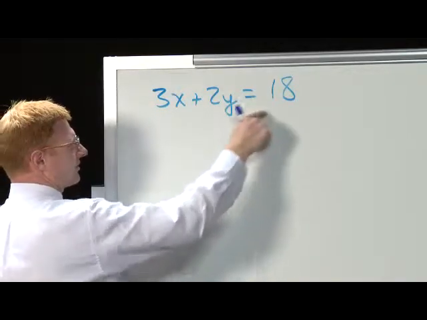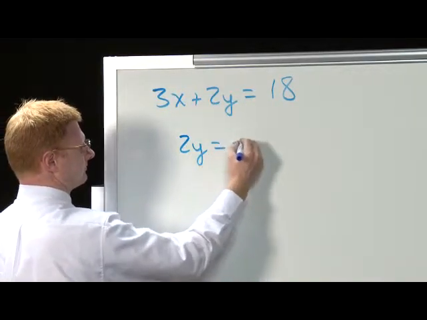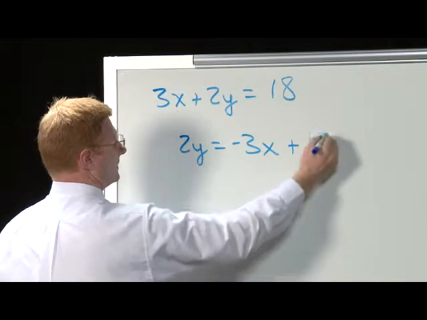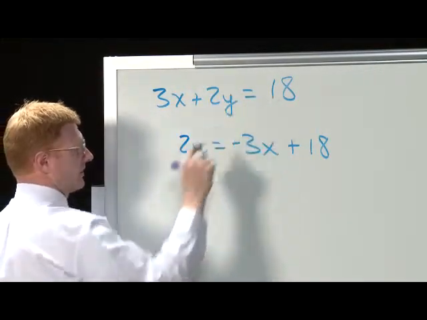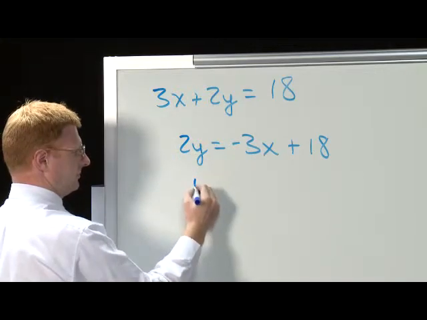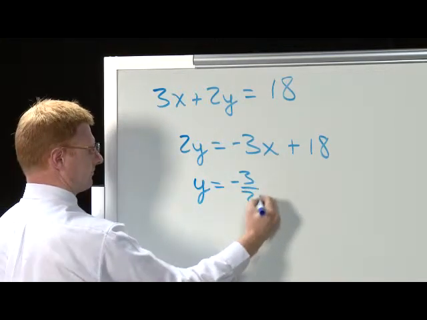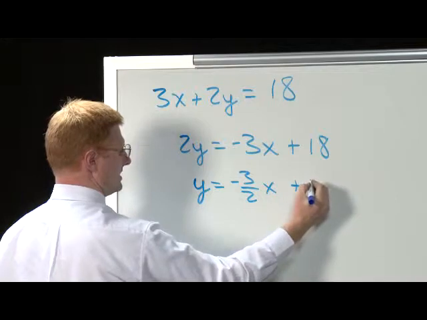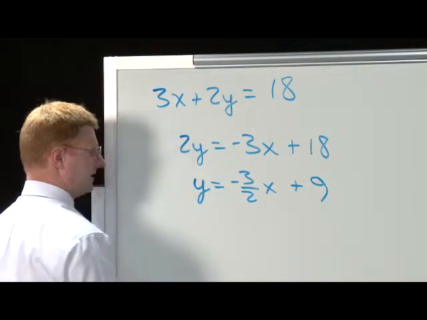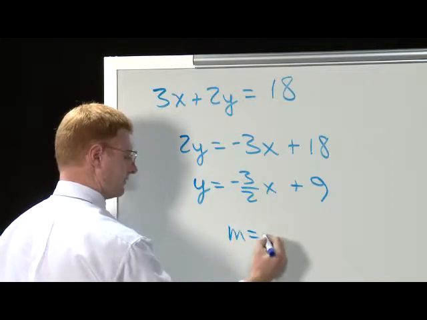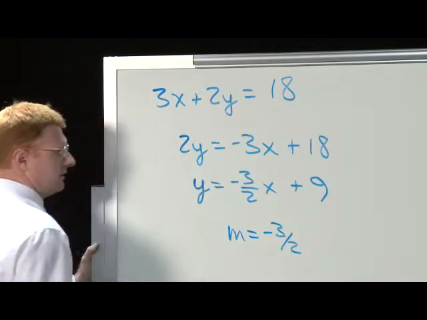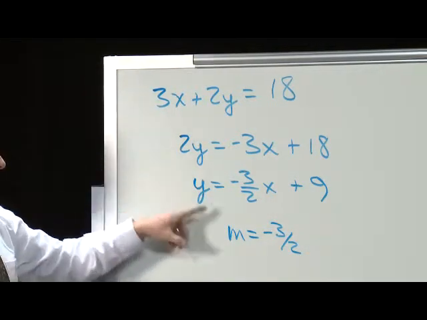So if I subtract the 3x over, why do we write the negative 3x first? I don't know. We just subtracted the 3x over. Then we divide by 2. 18 divided by 2 is 9. Can you tell me what this slope is? It's right there. So you can change it into this.